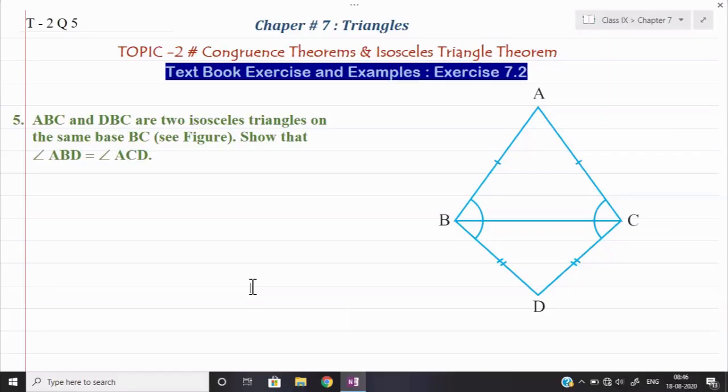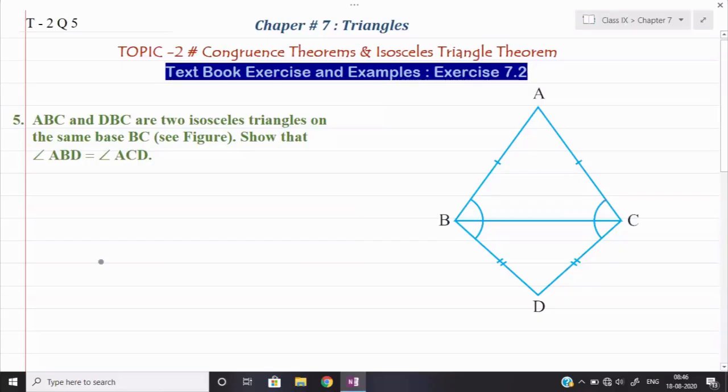We have to show here angle ABD. Look at the angle ABD. See, if we start from A, then go to B and then come to D, I can say that angle ABD means this complete angle, this whole angle, you can see that mark, is equal to angle ACD. These two angles we need to show equal.